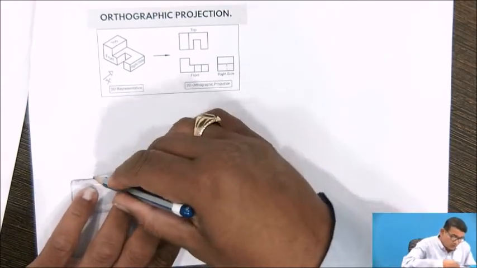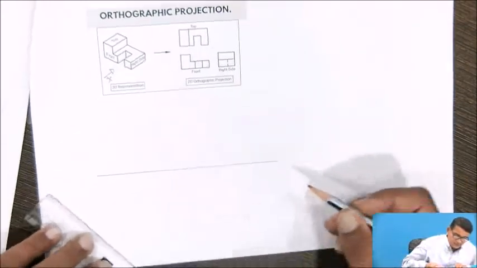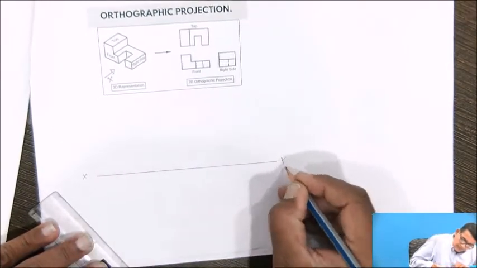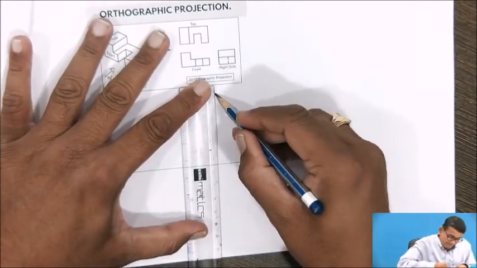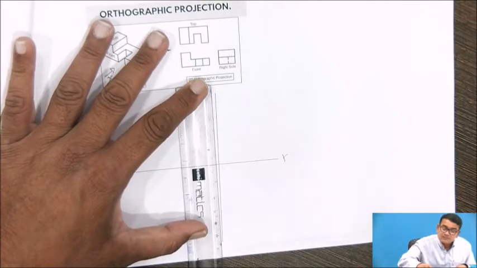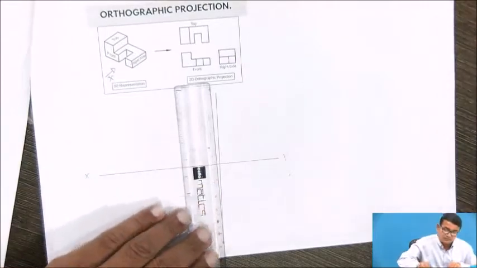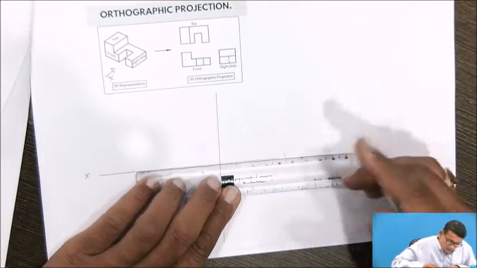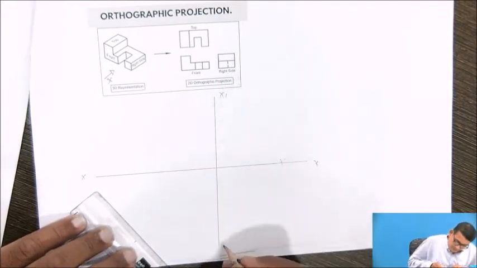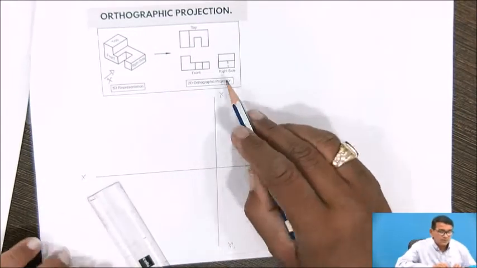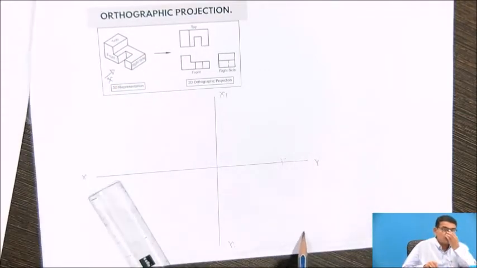First of all, you have to draw the XY line, which is a reference line, and the X1Y1 line, which is perpendicular to it. So this is the XY line and this is the X1Y1 reference line. When you go for the orthographic projection of this object, in the direction of X you have to draw the front view.